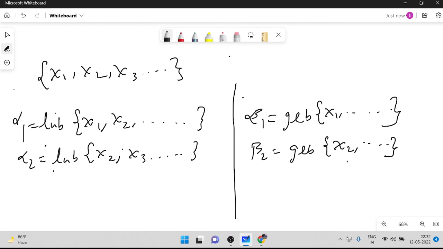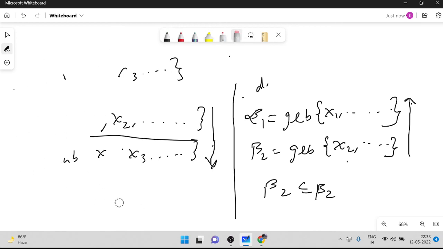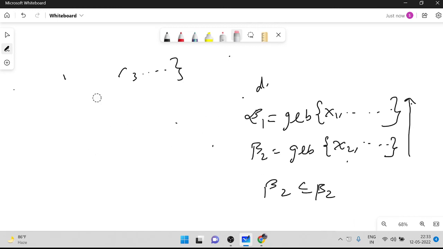Because we are taking the least upper bound among sequences in which I have just removed one element, obviously alpha 1 has to be greater than or equal to alpha 2, but beta 2 has to be greater than or equal to beta 1. So what we see is that the least upper bounds of the sequences decrease and the greatest lower bounds increase. So now we have the definition for lim sup and lim inf.